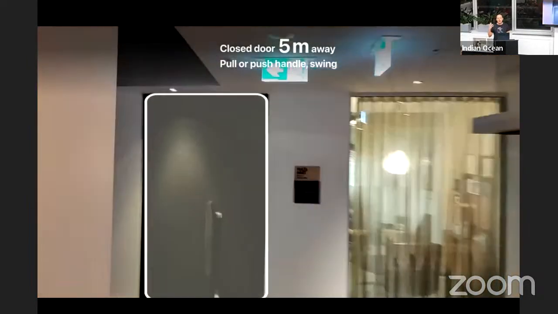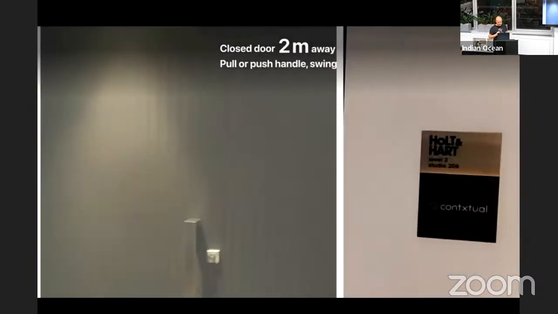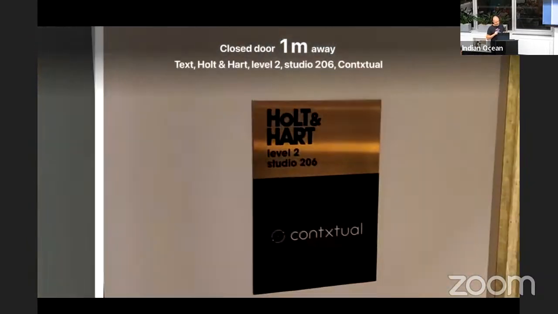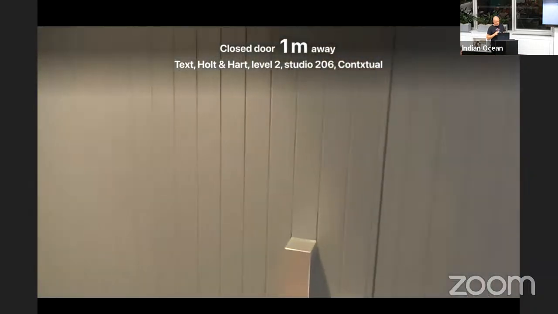Pull or push handle. Swing. Door 3 meters away. Door 2 meters away. Door 1 meter away. Text. Holt and Hart. Level 2. Studio 206. Contextual. Door 45 centimeters away.